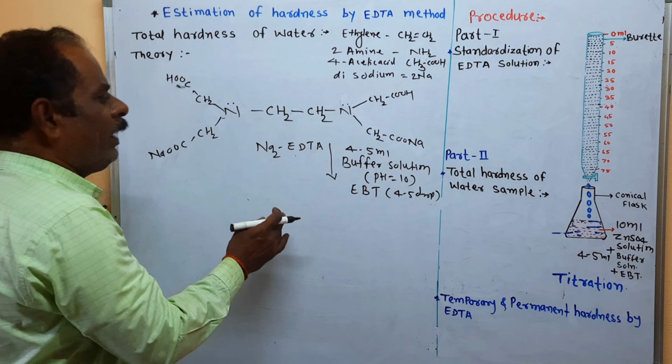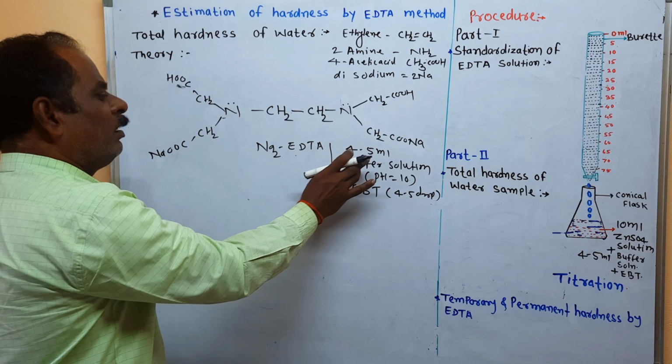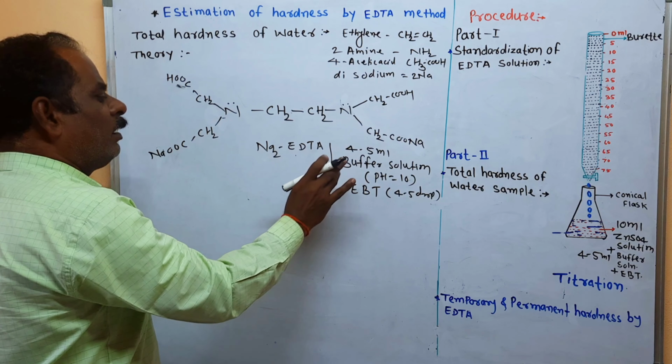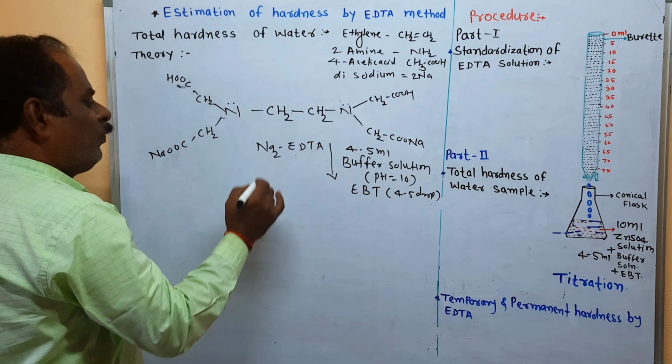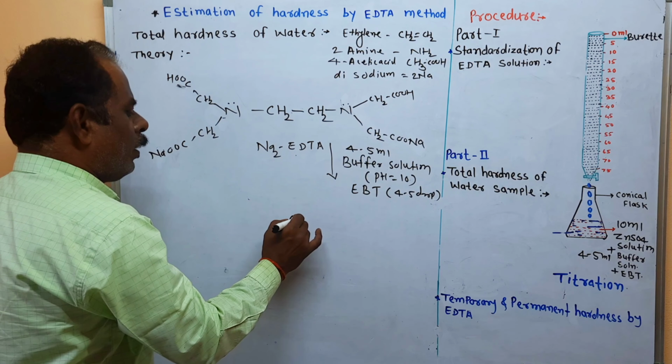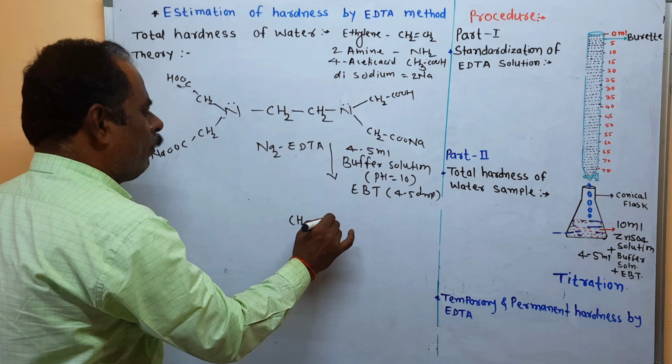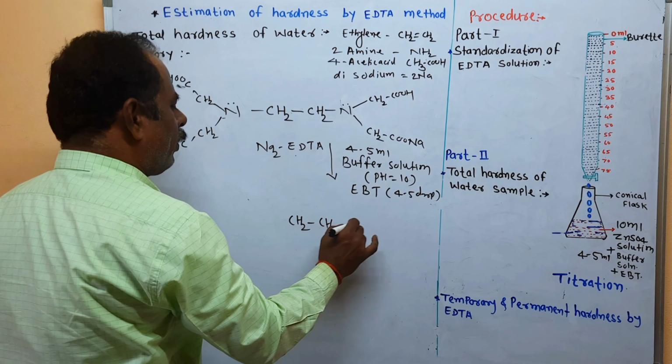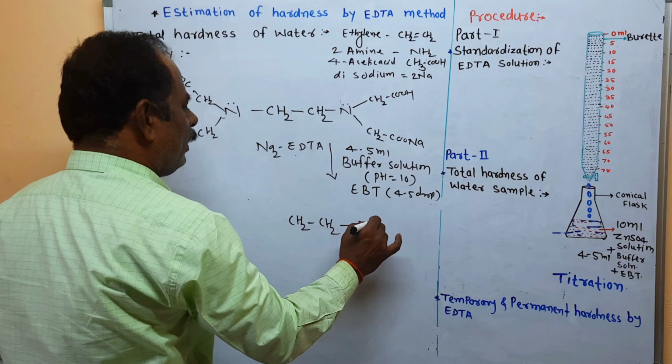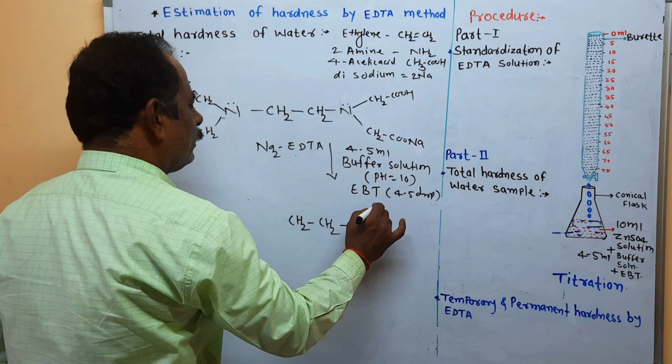How is the complex formed? When this EDTA is added to the water sample which contains the buffer and EBT, it forms a complex compound. What is the structure of the complex here? When you add EDTA drop by drop, then what happens?